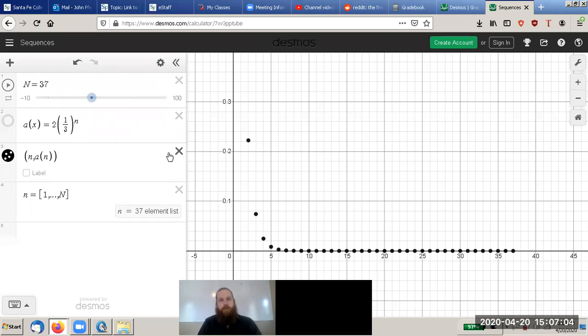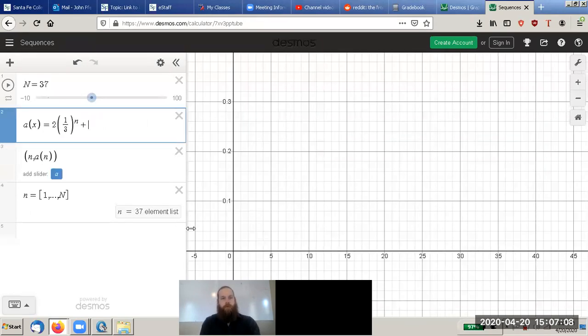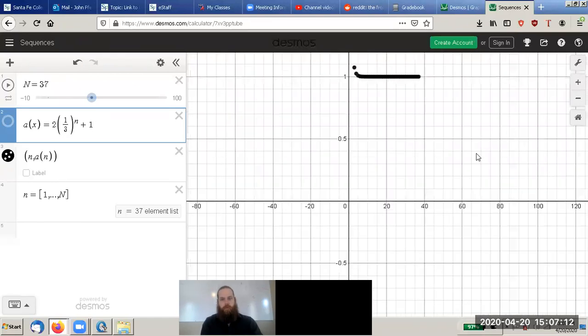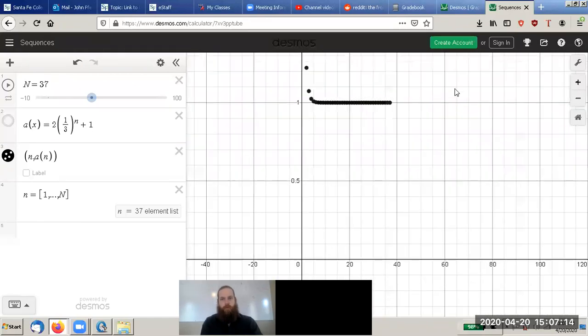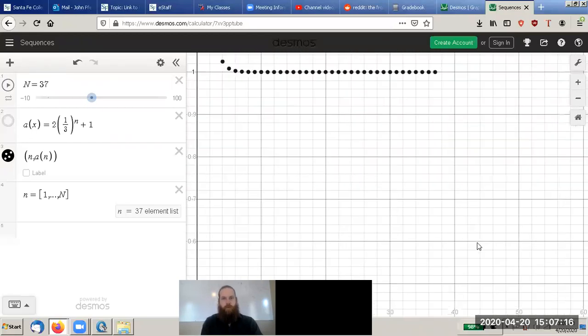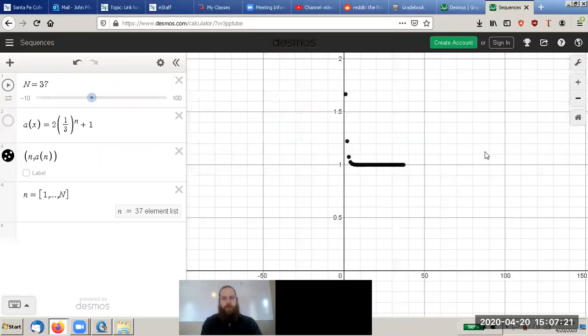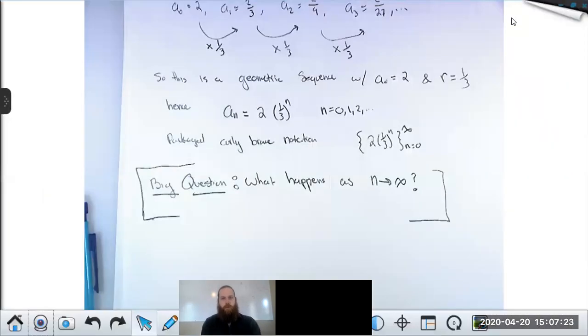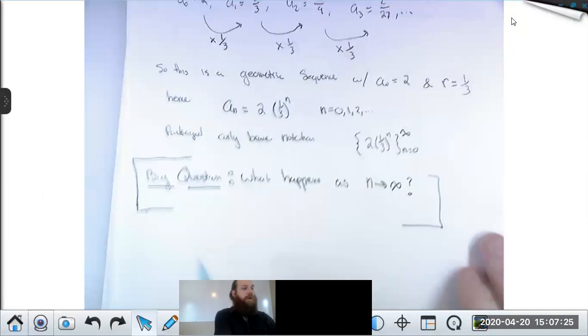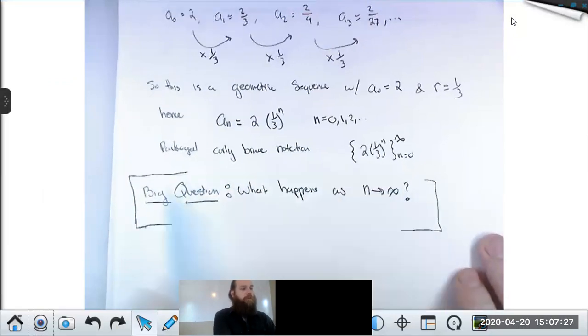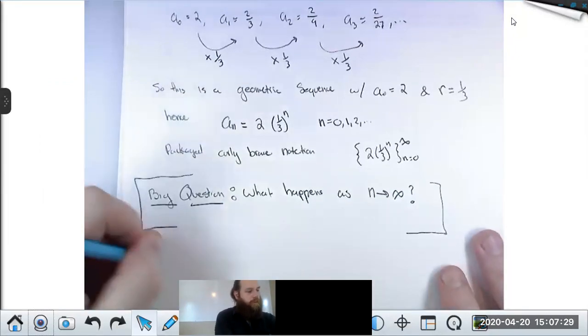This is what it means to say a sequence has a limit. I could shift everything up. And you see the same sort of behavior. They're all getting closer and closer and closer to some particular value. What's neat about geometric sequences, so we can answer this question in a meaningful way for geometric sequences.